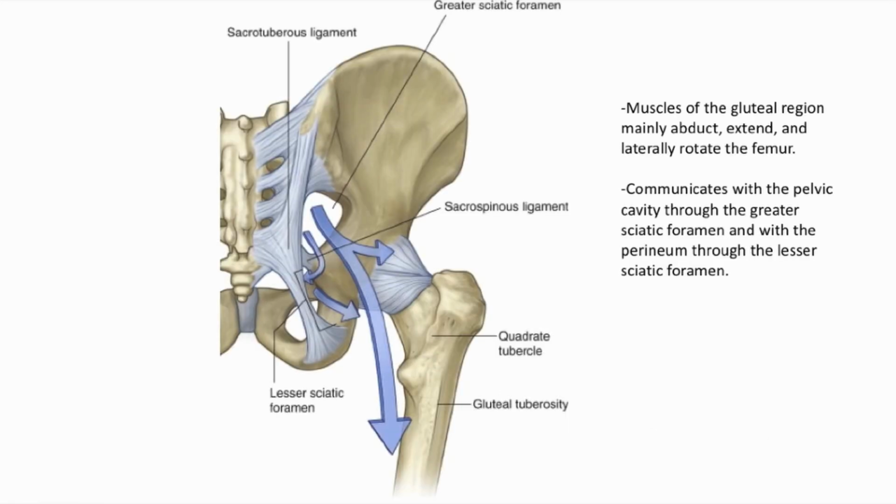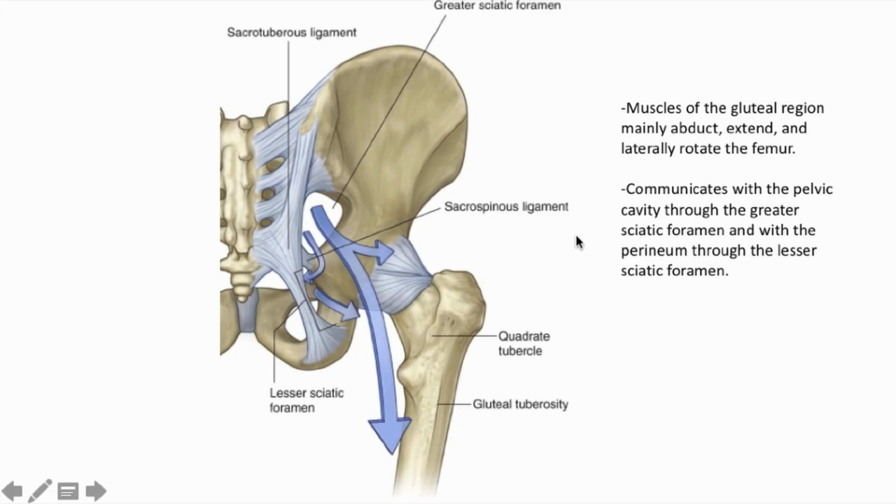So moving briefly into the gluteal region, we've covered a lot of this already, but just to reiterate and go a little bit deeper, when we talk about the gluteal region, it lies posterior lateral to the bony pelvis and the proximal end of the femur. And the muscles in the region mainly abduct, extend, and laterally rotate the femur relative to the pubic bone.